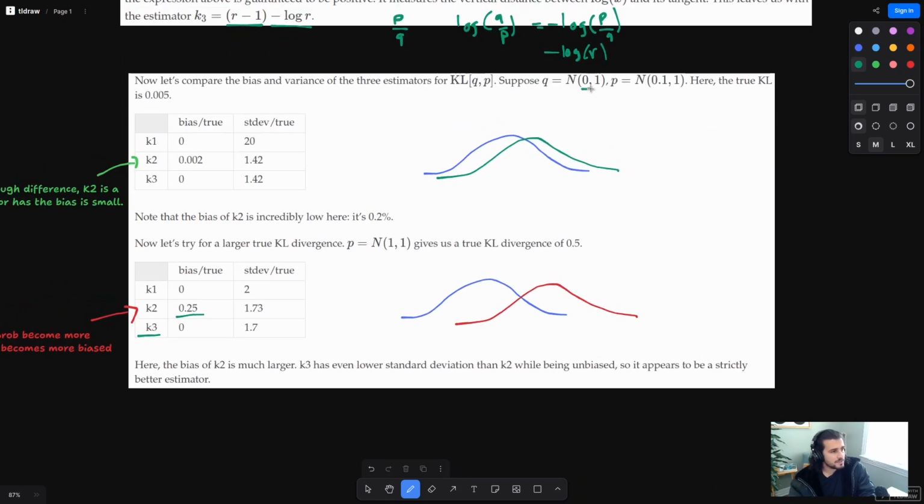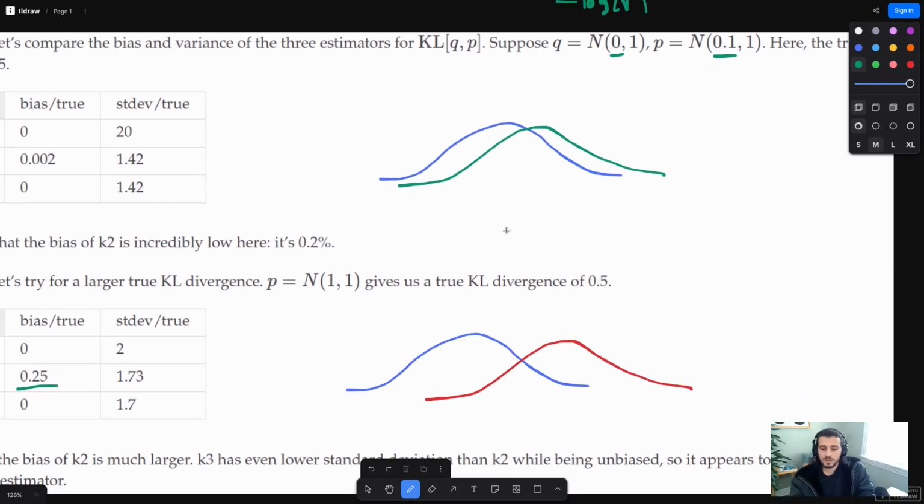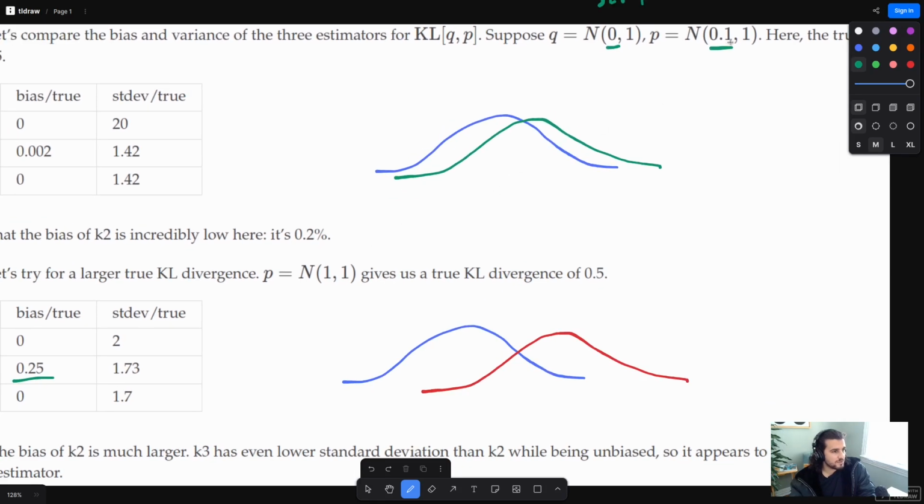We have 0 for Q in terms of mean, and for P we have 0.1. So we create this type of difference. The KL divergence is very small because they're very, very similar. Remember, the KL divergence of 0 means exactly the same probability distribution. Big number, very different. In this other case, they're changing the P from 0.1 to 1, so it's shifted, right? Same standard deviation. And in this case, the KL divergence will be 0.5.